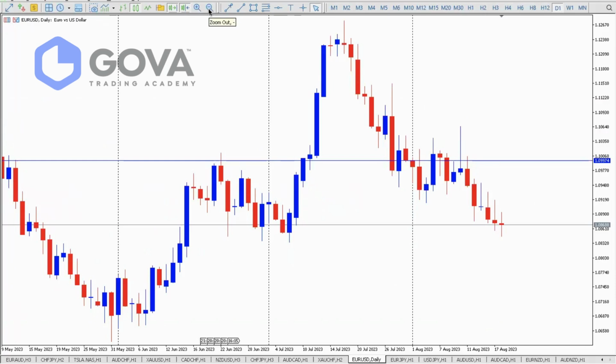Now, once you zoom it out, what we are looking for is a good bearish candlestick that has a good body. You can see this bearish candlestick here does not have a good body. This candlestick here does not have a good body. So which candlestick has the good body we are looking for? The candlestick we are looking for is this bearish candle here.